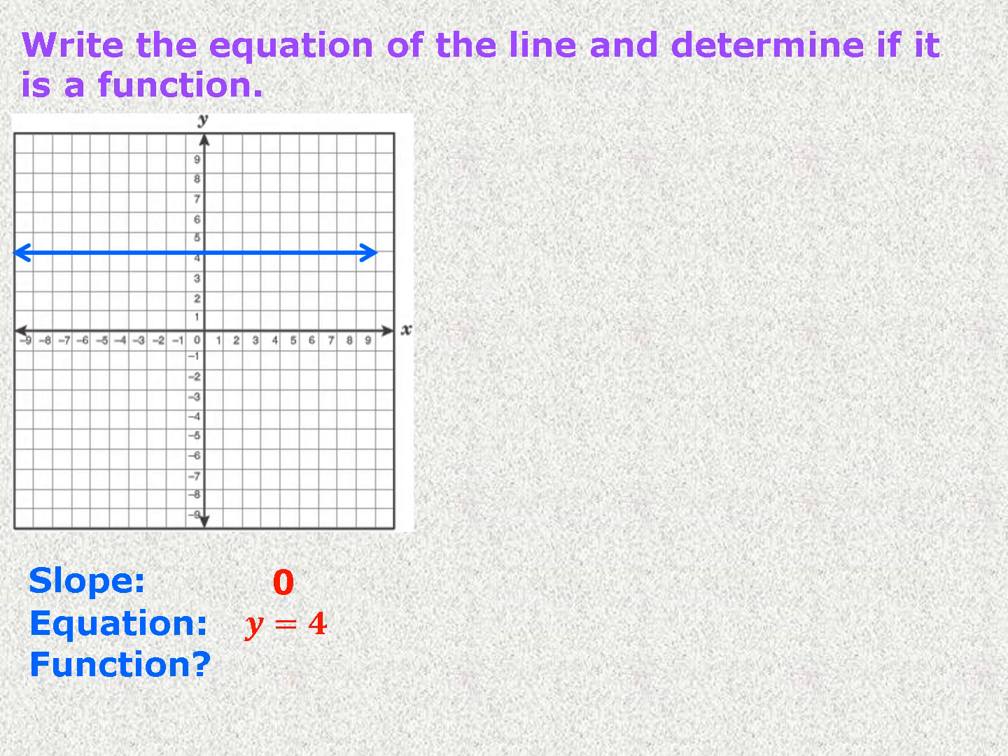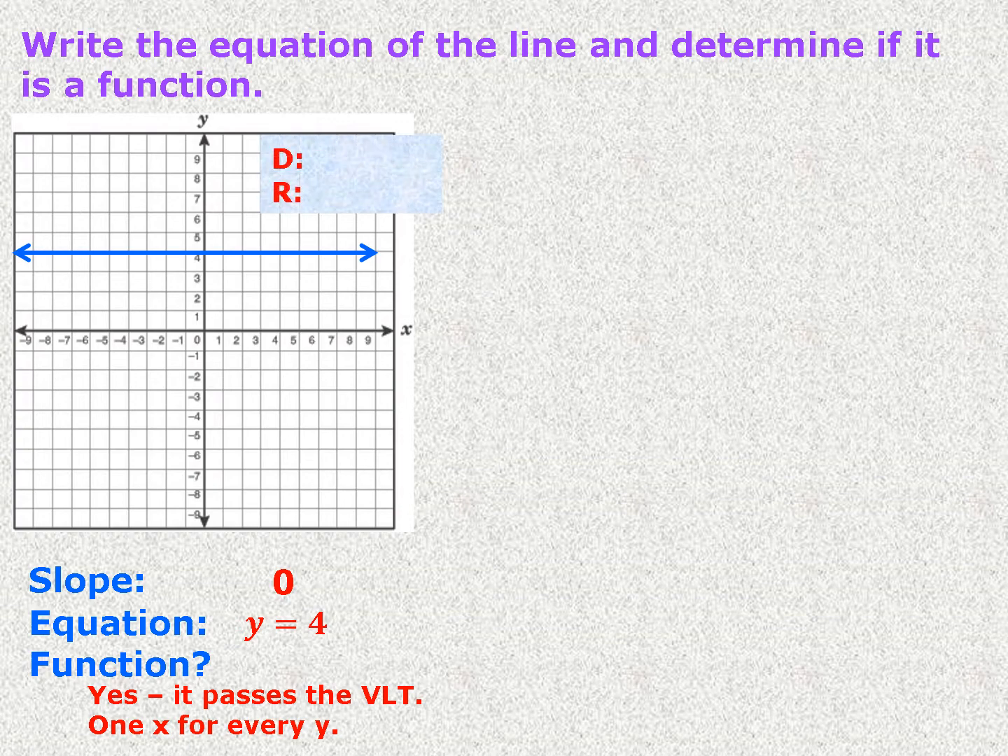If it's a function, I'm going to pass that vertical line through it and it's only going to hit it once. Does that happen here? It sure does. It passes the vertical line test. There's only one x for every y. So yes, it is a function.